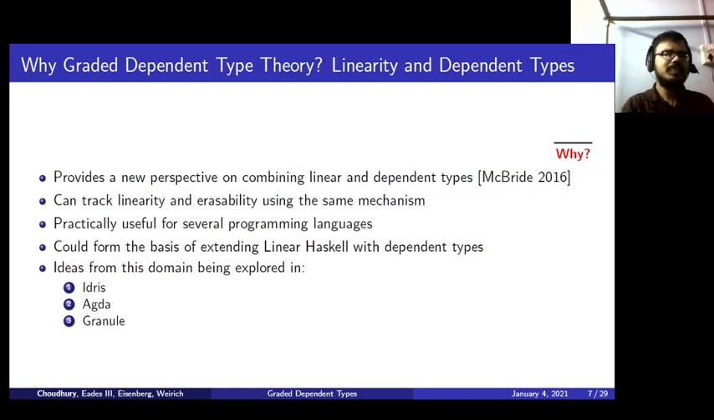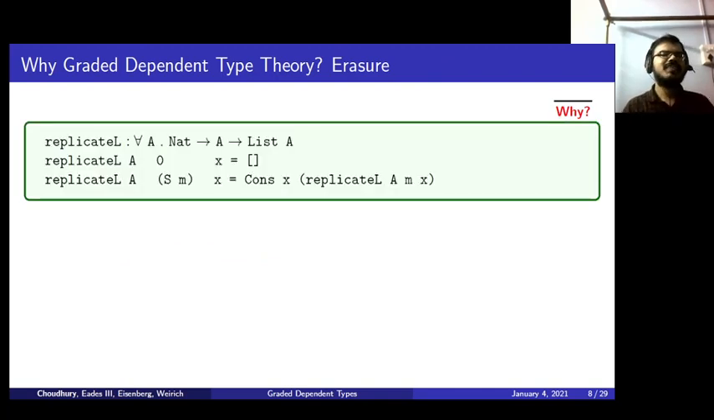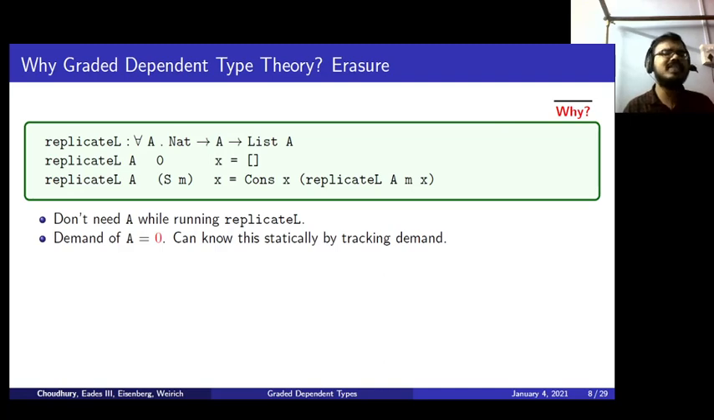Now, we talked about erasability. Let's see how graded dependent types help us in erasability or erasure. Now consider this function replicate L, which takes three arguments a, n, and x, and it returns a list containing n copies of x. Now note that we don't really need a while running replicate L. Or in other words, demand of a is 0.